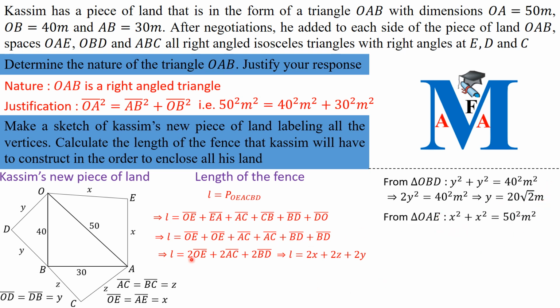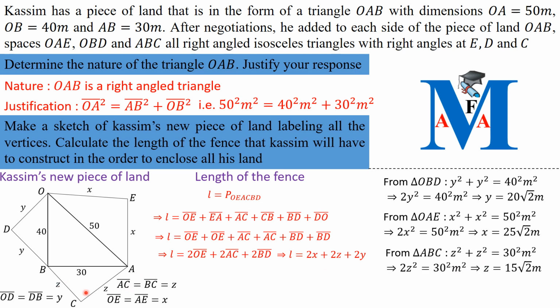Next, we look for x, so we consider the triangle OAE. Since it is also a right angled isosceles triangle, it means it obeys the Pythagorean theorem, which says that x squared plus x squared is equal to 50 squared. So 2x squared is equal to 50 squared, x is equal to 25 times the square root of 2 meters. And lastly, we have the triangle ABC to find the value of z. It is also a right angled isosceles triangle, so we have z squared plus z squared equal to 30 squared, meaning that 2z squared is equal to 30 squared, so z is equal to 15 times the square root of 2 meters.